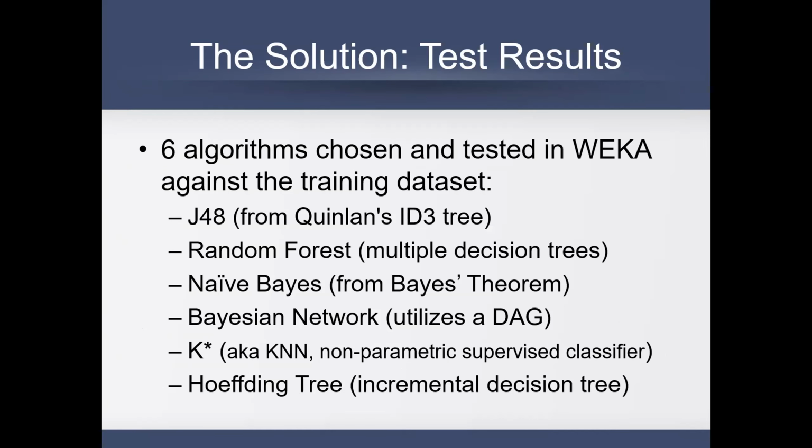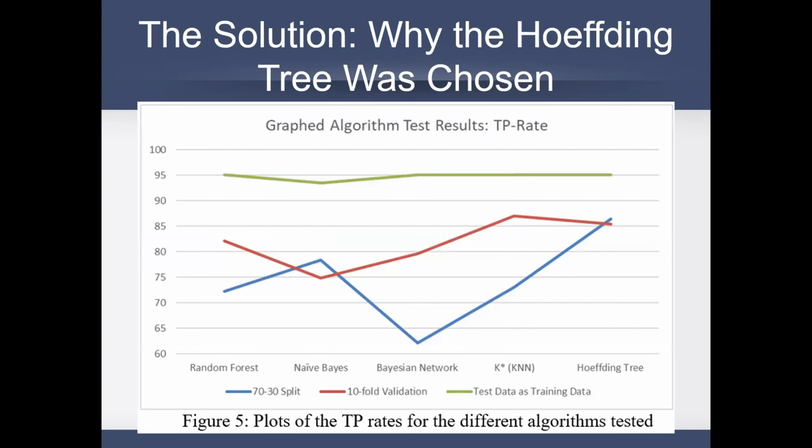So test results: we chose 6 algorithms initially to look at when taking all this data and formulating it. The J48, which is off of Quinlan's ID3 tree, the random forest, a bunch of Bayesian networks, and then the Hoeffding tree, which is also a decision tree. The Hoeffding tree came out on top in all of our results. So you can see here the TP rates for the different algorithms tested. I wanted to keep this rather concise and easily understandable for the time I've been given. We can see pretty clearly that the Hoeffding tree, on average, performs better.